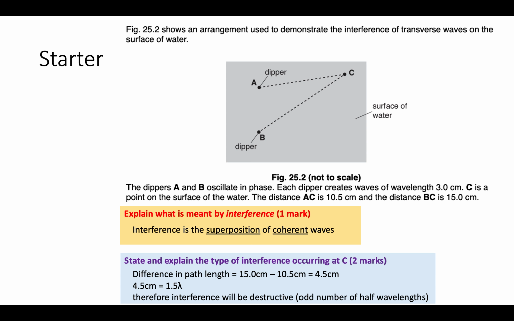So the interference will be destructive. That is, the two waves will cancel out. And we know that because there is an odd number of half wavelengths difference between AC and BC.